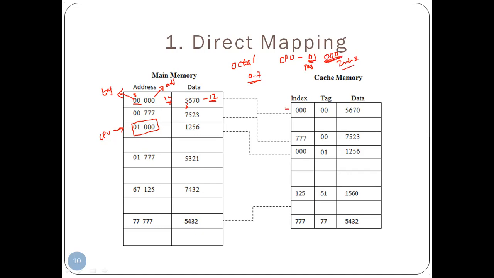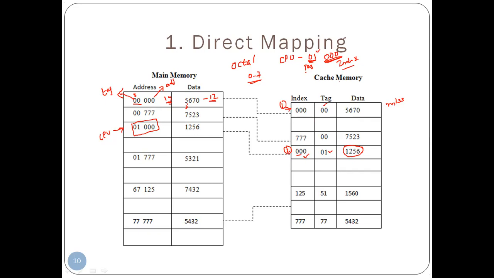Then it checks for tag 01. But here the tag stored is 00, so we say it is a miss. This is the first attempt, which is a miss. Now it goes for the second attempt: at index 000, I need the tag value 01, and here the tag value is 01. Now this data is going to be fetched.